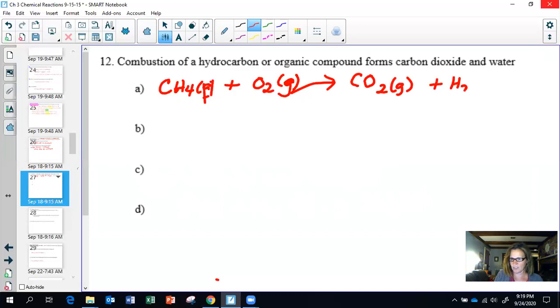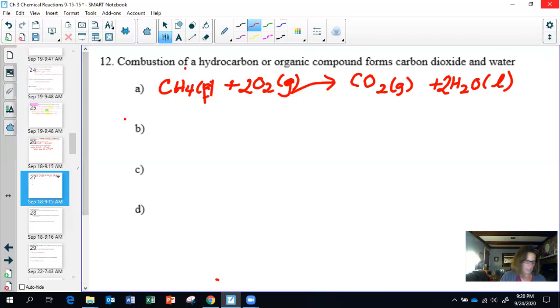Sorry, I just ran into a little technical difficulty using the pen. So the strategy for balancing a combustion reaction is to balance your carbon first, followed by your hydrogen, followed by your oxygen. So that one was fairly straightforward. This should be CH4 gas as we see it over here. Sorry, the phase is a little bit difficult to read.